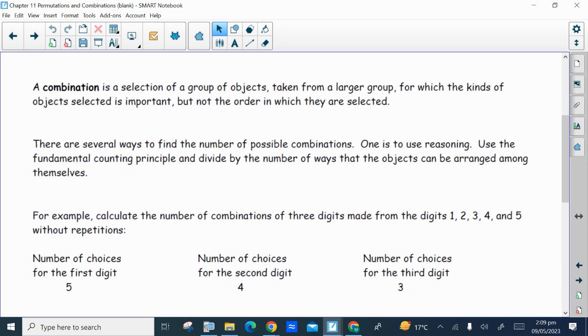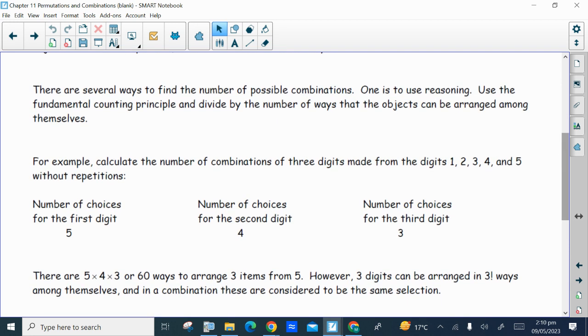Remember permutations, we've been spending time talking about those. That's where order matters. And we found that we can use the fundamental counting principle to do permutations, or we can use factorials or NPR. But a combination is a selection of a group of objects taken from a larger group for which the kinds of objects is important, but not the order in which they are selected. There are several ways to find the number of possible combinations. One is to use reasoning. Use the fundamental counting principle and divide by the number of ways that the objects can be arranged amongst themselves. So that would be one way to do it.